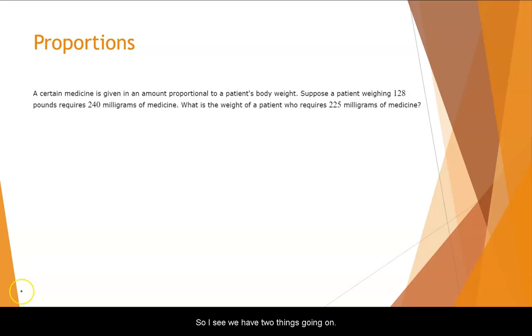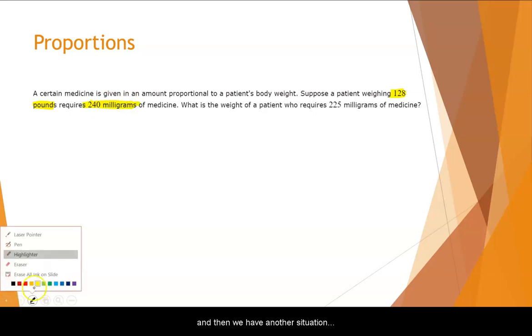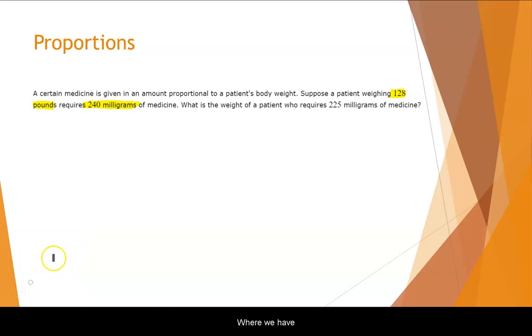So I see we have two things going on. We have situation 1, where we have a patient who's weighing 128 pounds and they get 240 milligrams of medicine. And then we have another situation where we have an unknown weight of the patient, and that person is receiving 225 milligrams of the medicine. So what we're going to do to solve this is we're going to set up a ratio of pounds to milligrams or milligrams to pounds and set that equal to a similar ratio for the second situation.